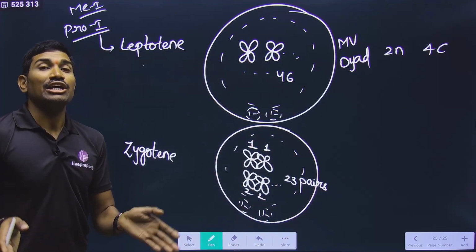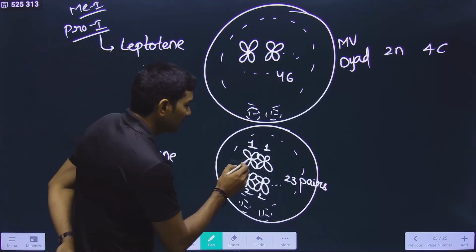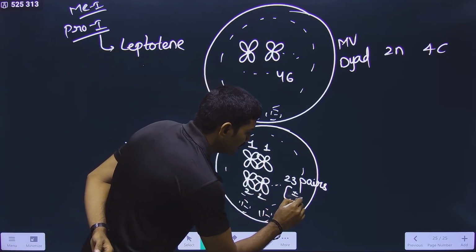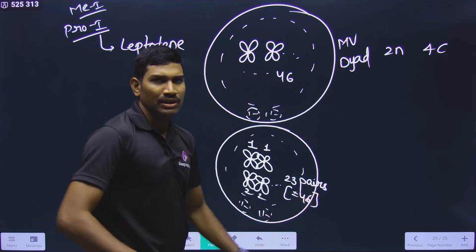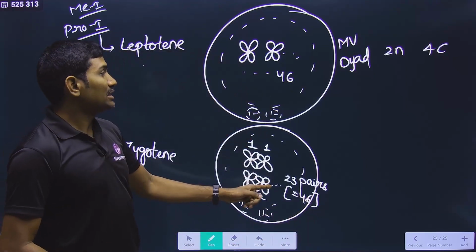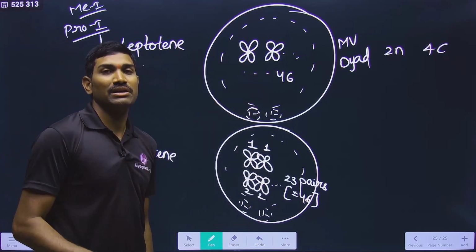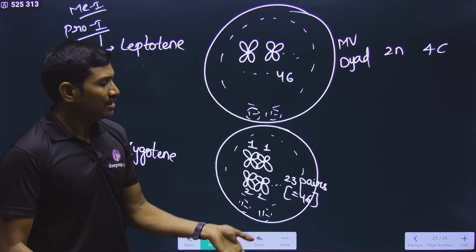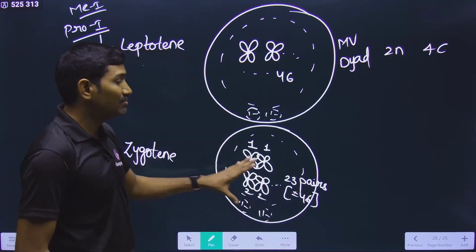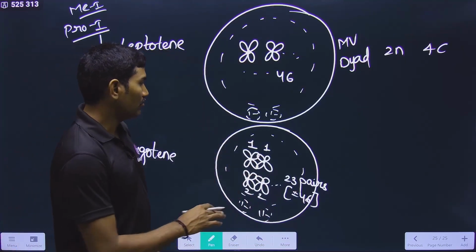Even though 23 pairs are present, if you count centromeres individually, what is the total number? That is nothing but 46 chromosomes only. Here also the number of chromosomes is 46 only, but they are present as pairs. Previously they were not present as pairs, they were present as individual 46. This is a very important point. Clear? Now let us see.